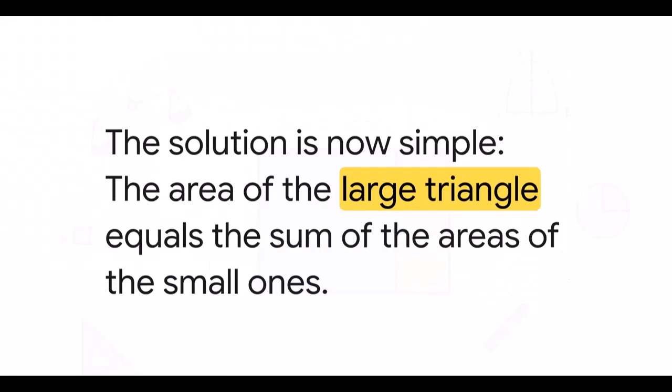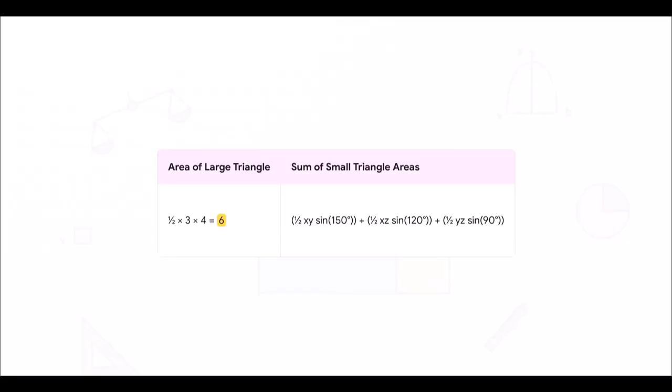This is brilliant because it gives us a super simple way forward. The area of that big 3, 4, 5 triangle has to be exactly equal to the sum of the areas of our 3 smaller triangles, right? It's just simple logic. Okay, calculating the area of the big one is a piece of cake. It's a right triangle, so it's just half the base times the height. Half of 3 times 4 is 6.